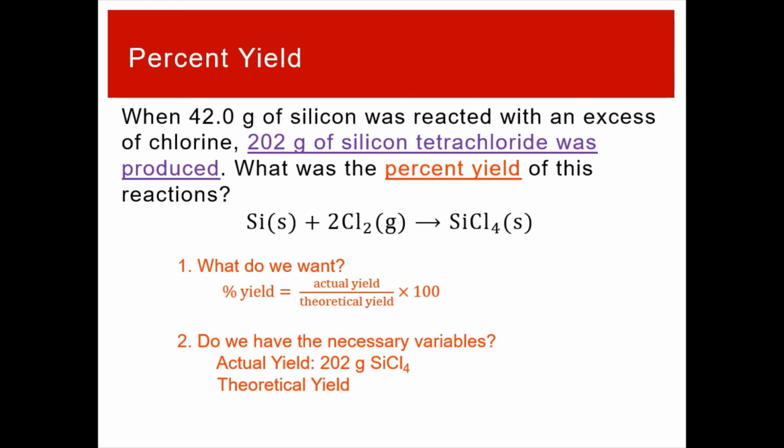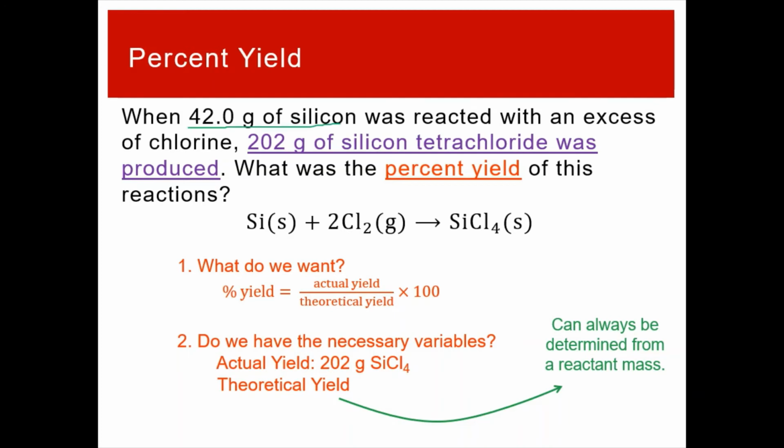In this case, there's no other mass of silicon tetrachloride. We're given a mass of silicon, but we can figure out the theoretical yield. You are never going to do an experiment and measure the theoretical yield. You're always going to have to figure it out in theory, and it comes from stoichiometry. So this reactant mass that we're given is going to allow us to calculate the theoretical yield, the maximum amount of product we could get.